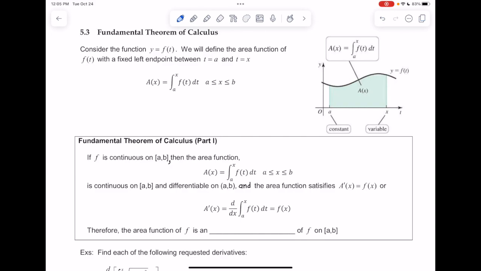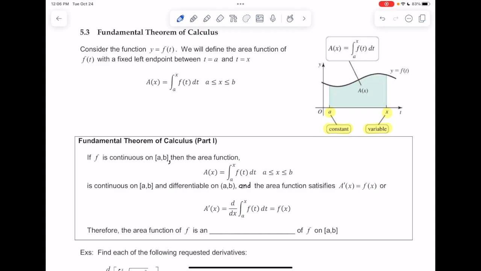So A of x is equal to the definite integral from a to x of f of t dt over the interval from a to b. And again, the key thing to note is that the lower limit of integration is a constant, but the upper limit of integration is a variable. So this area function really is a function because the amount of area will change depending on the value of x. All right, so what does the Fundamental Theorem of Calculus Part 1 have to say about that?